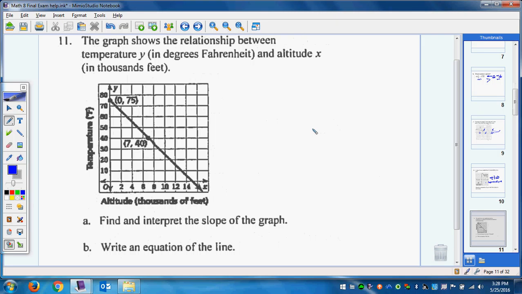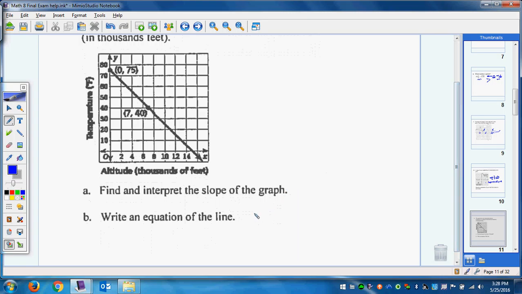All right, number 11. The graph shows the relationship between temperature Y in degrees Fahrenheit and altitude X in thousands of feet. Find and interpret the slope of the graph. Write an equation of the line. We have done this many times where we can find our slope pretty easily. Interpret it, not too bad. Write an equation, which is really requiring M and B.